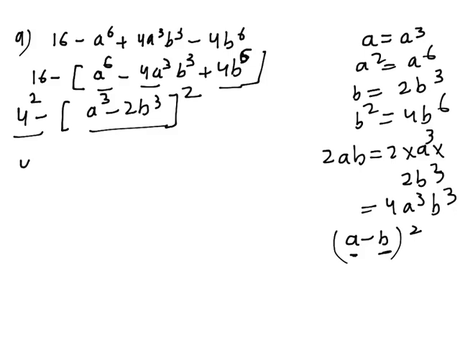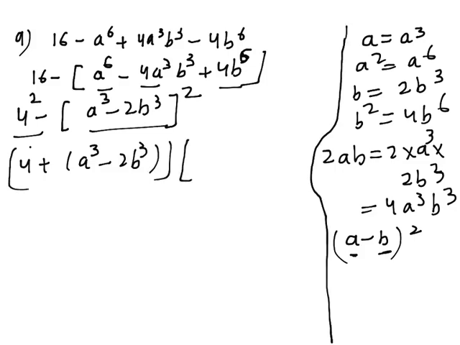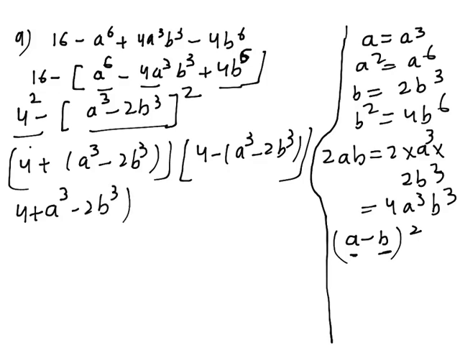So how can we write it? Like a square minus b square, a plus b and a minus b. A plus b is 4 plus a cube minus 2b cube, and a minus b we can write as 4 minus a cube minus 2b cube. Now we can open the inside bracket, so we will write it as 4 plus a cube minus 2b cube in one bracket, and in the other we have 4 minus a cube plus 2b cube. This is the required factorization of the given expression.